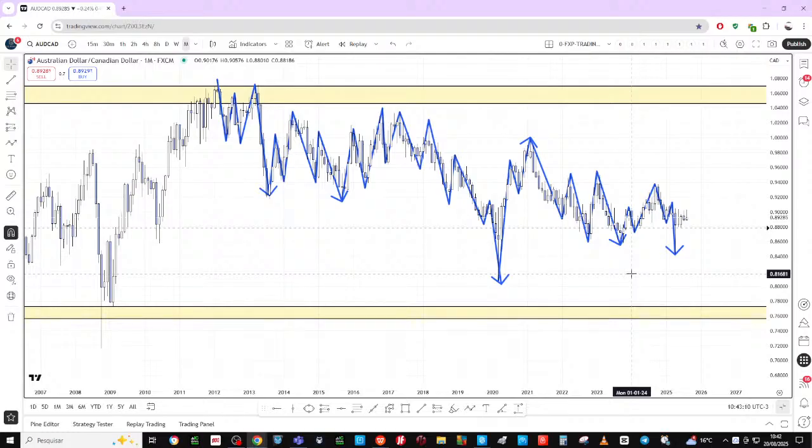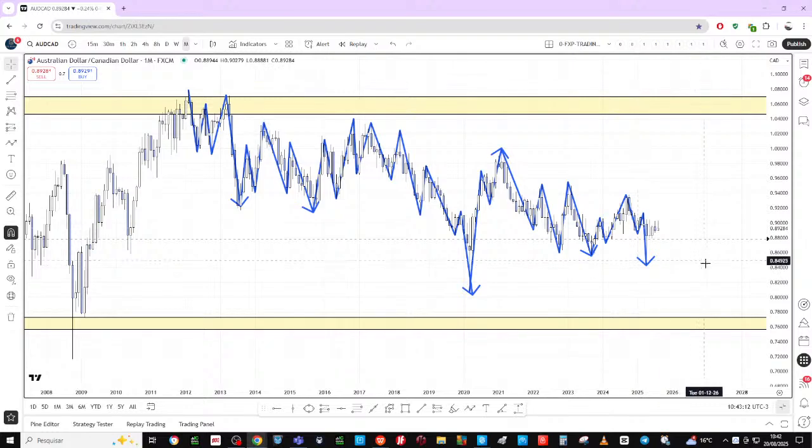Okay? Now, question: is AUD on the monthly chart in an uptrend or in a downtrend? What's the answer?